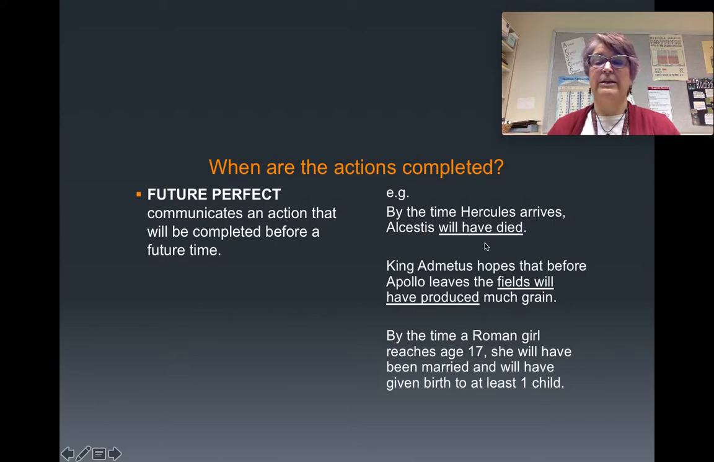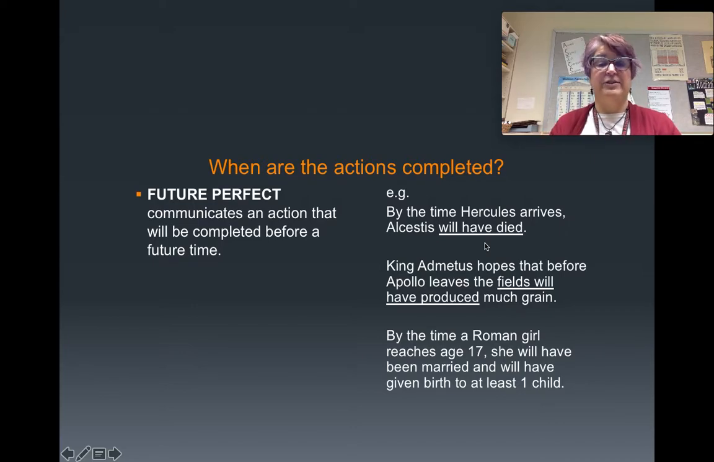By the time Hercules arrives, that's in the future, what's going to have happened and be completed? Acestes will have died. King Admetus hopes that before Apollo leaves, what will happen? That the fields will have produced much grain. So that he's hoping that that action will be completed.